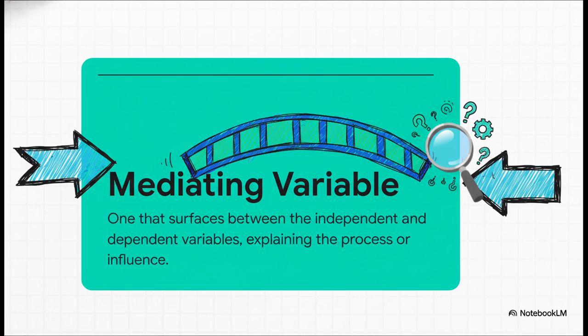And for our last key player, we have the mediating variable. Now this one is different. It doesn't change the strength of the relationship, it explains the process. It's the bridge that connects the cause to the effect. It answers the super important question, how does this whole thing actually work?